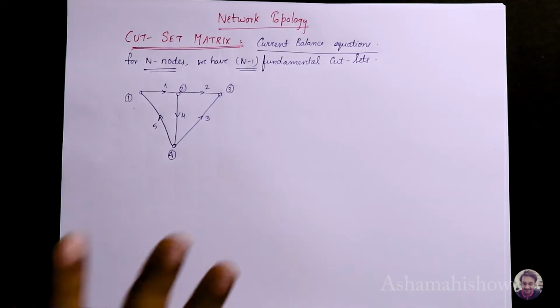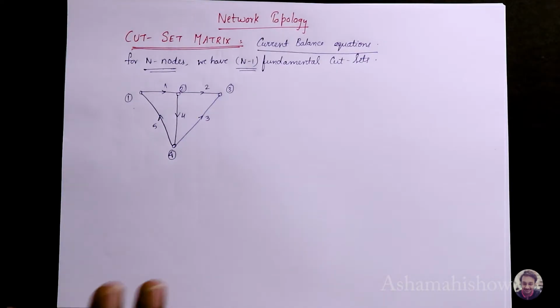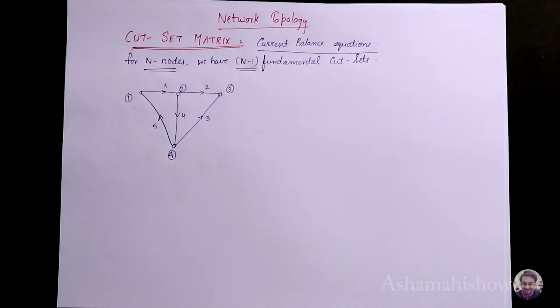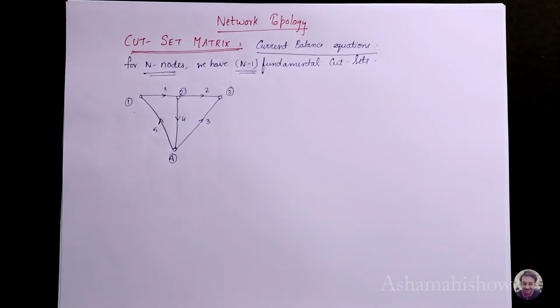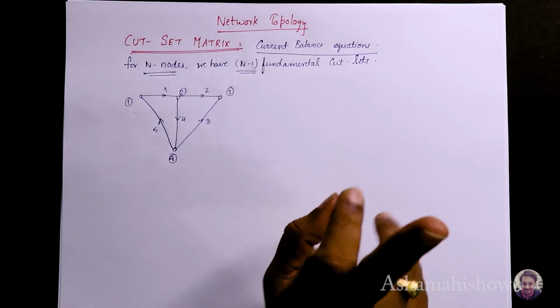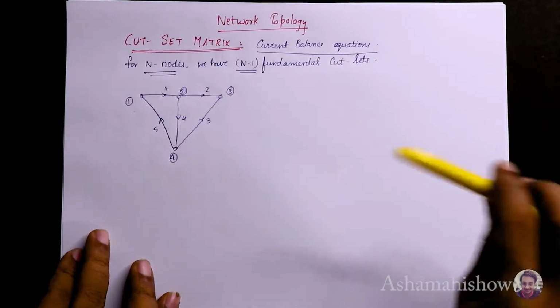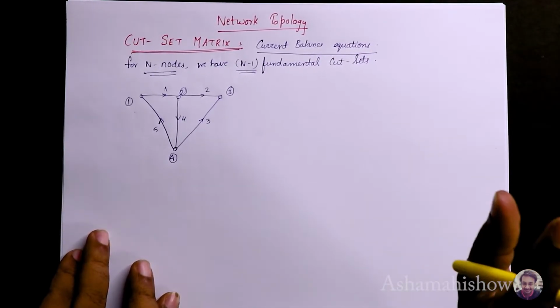I'm making videos on the topic of network topology. I have made my previous videos on the incidence matrix and tie set matrix, and today's topic is the cut set matrix. This is also an important topic in network topology. If you have not seen my previous video, you can see it; I'll be giving the link in the i-card mentioned above. So this cut set matrix gives the current balance equations.